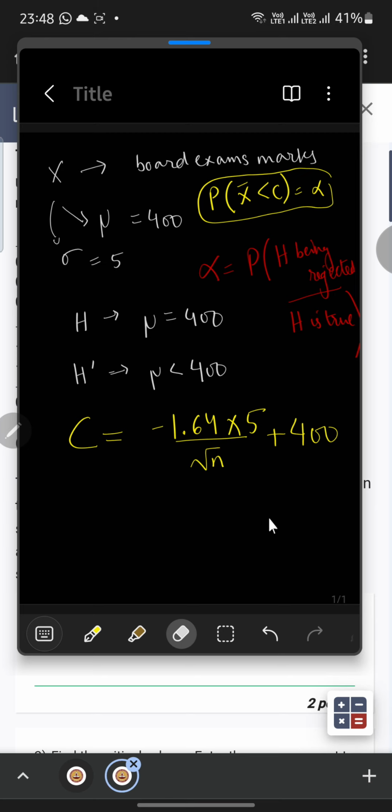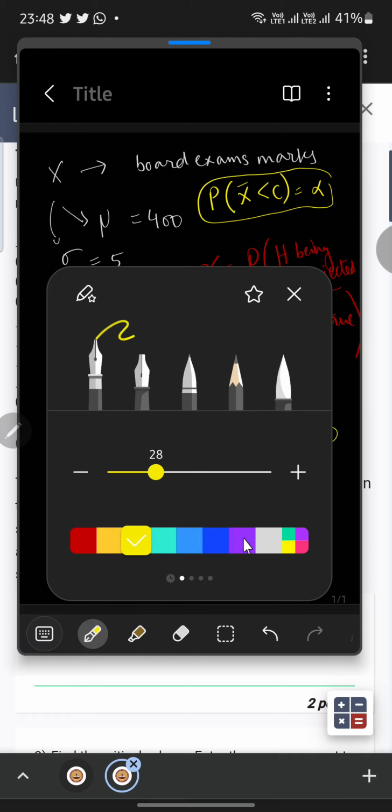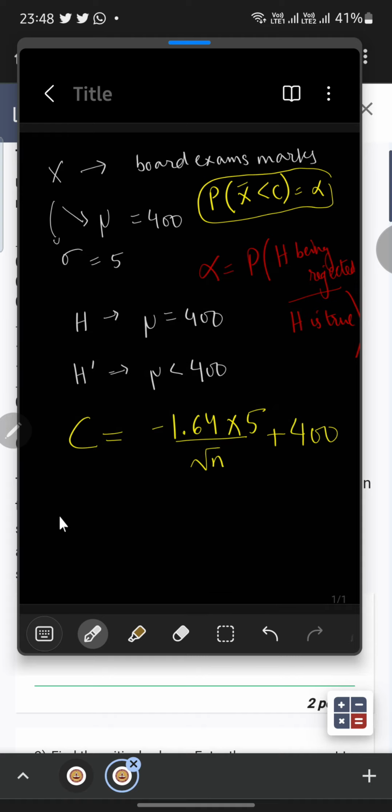Now we have found our C. Basically this is the value for which the significant value will be what we got. Let me rephrase my wording. We just found the probability of an expected mean to be less than some value, and that some value is this thing.